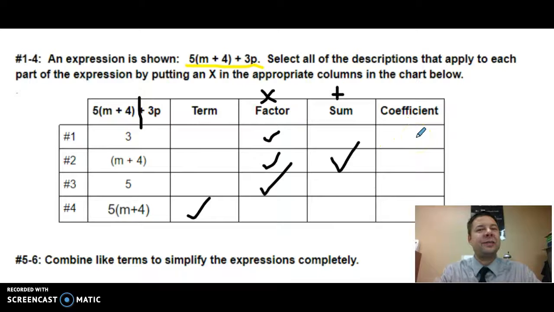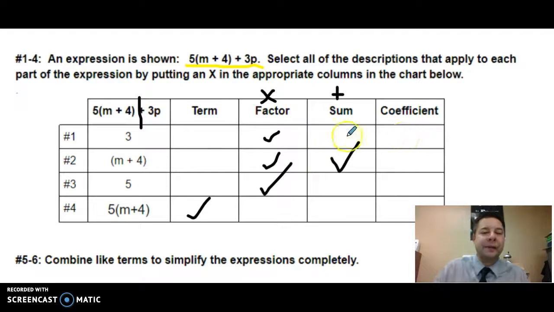Now, I told you this the last time we did this problem. If something is a coefficient, then it's definitely a factor. But if it's a factor, it doesn't necessarily mean that it's a coefficient. So we know that there are 3 options. I can automatically say that this is not a coefficient. That is a term. It's not a coefficient.